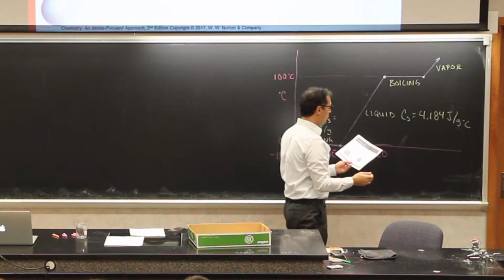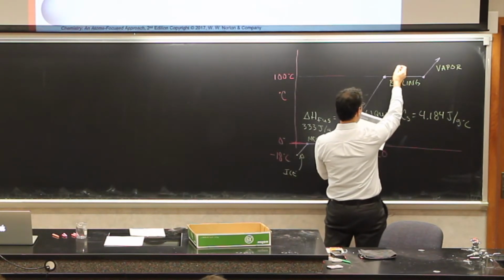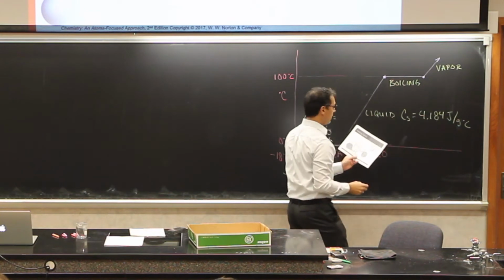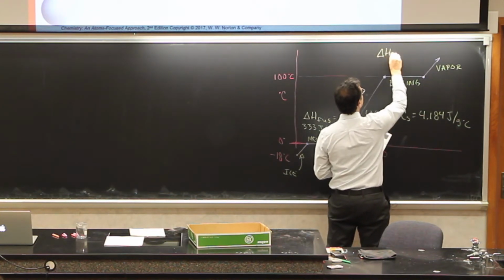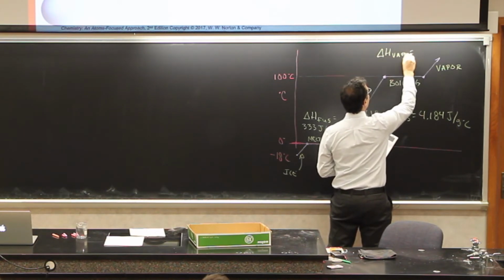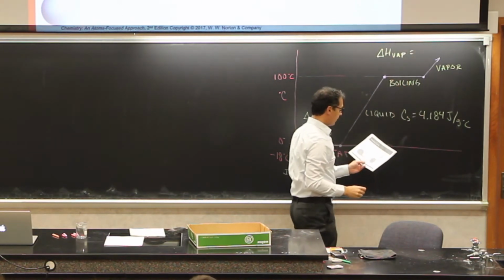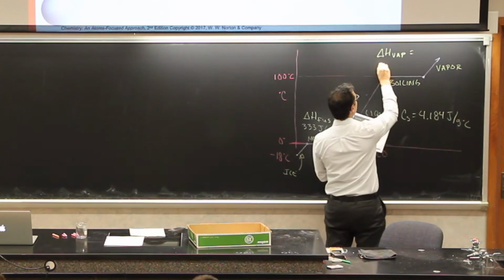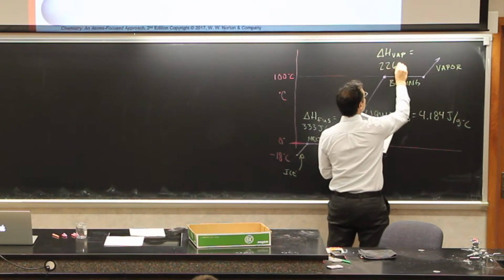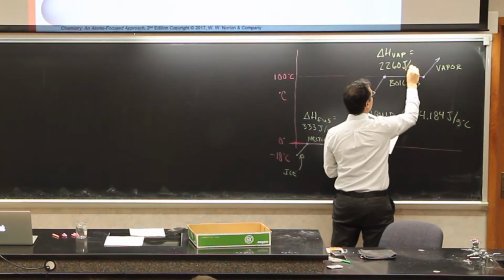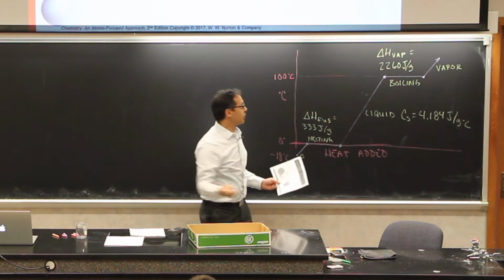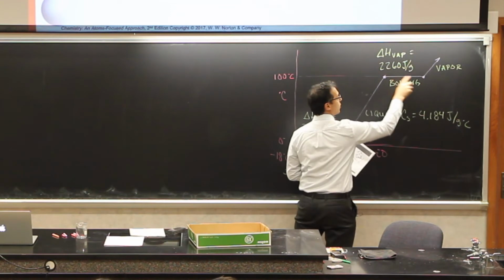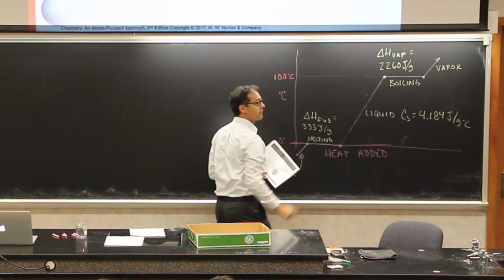And then as we're boiling here, we have our enthalpy of vaporization. And our enthalpy of vaporization is equal to 2,260 joules per gram. And again, there's no degrees Celsius there because we have no temperature change as we're going here. There's no temperature change.